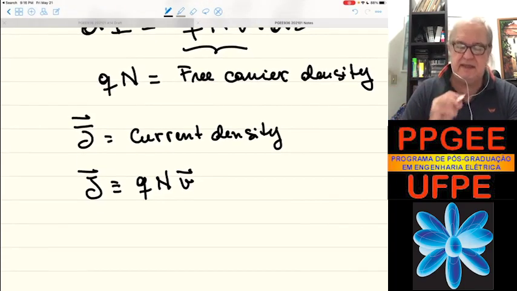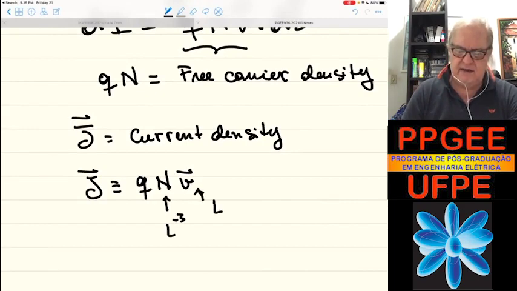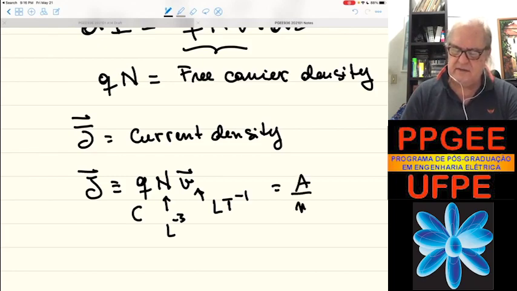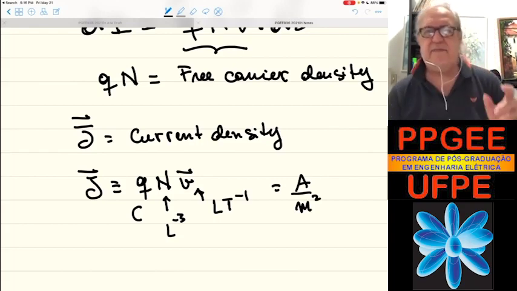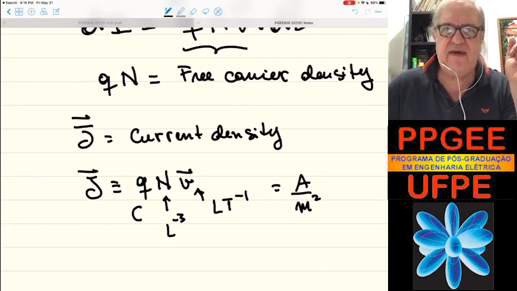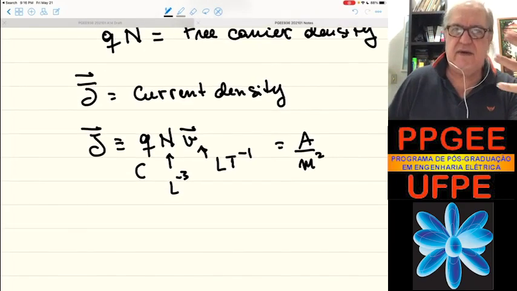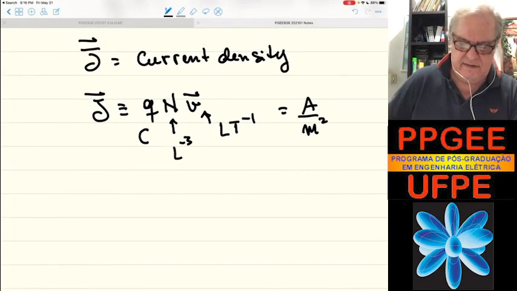So let's just look at the dimension here. This is L to the minus 3, this is L T to the minus 1, this is Coulomb, right? So we're going to have ampere per square meter. So it's a type of flux density vector, current per unit area.